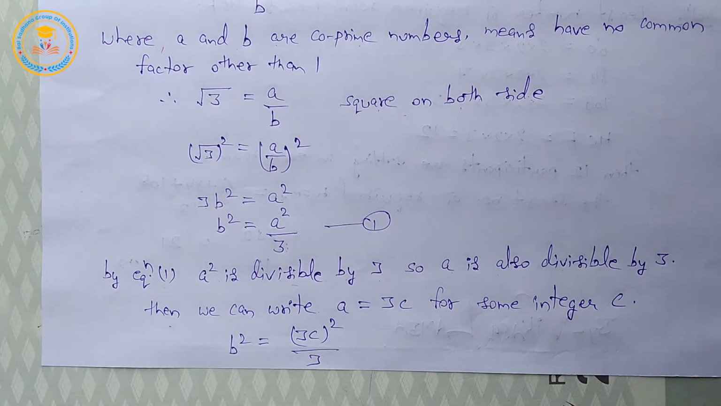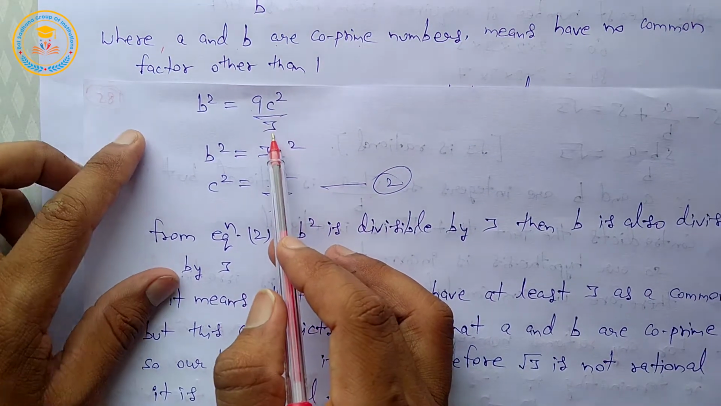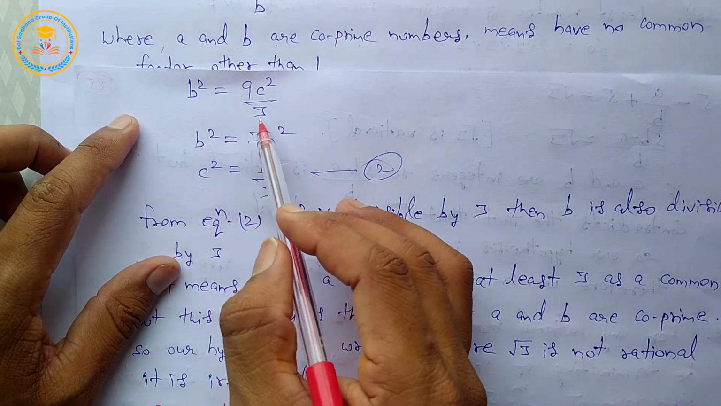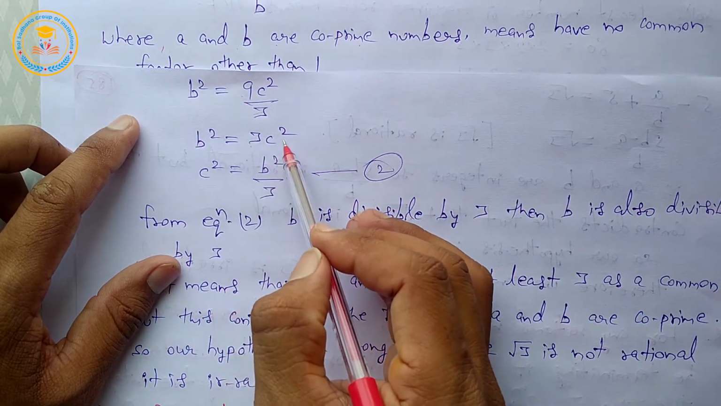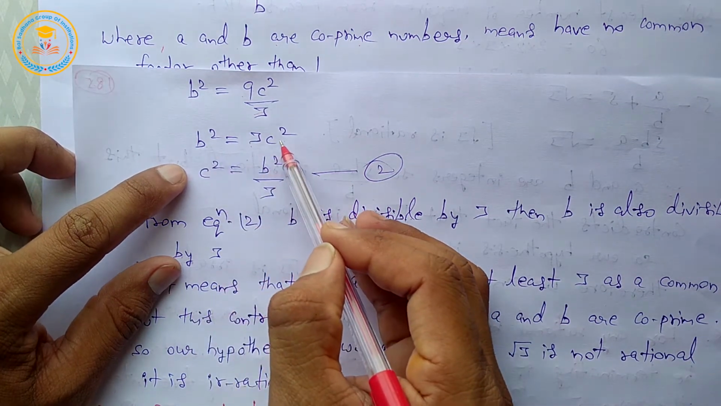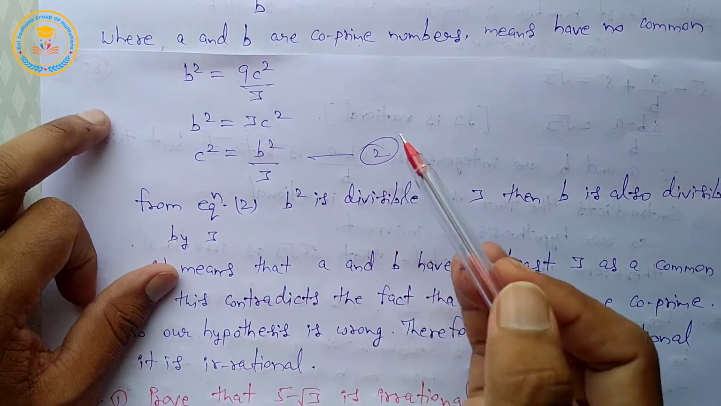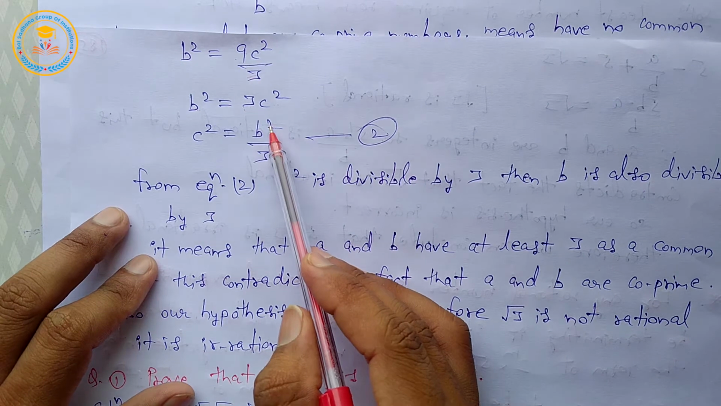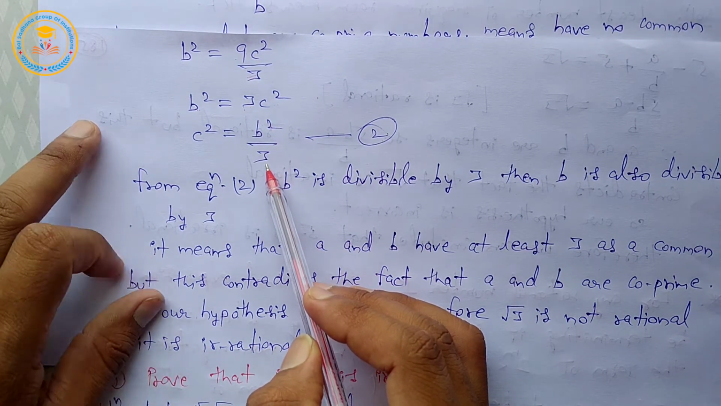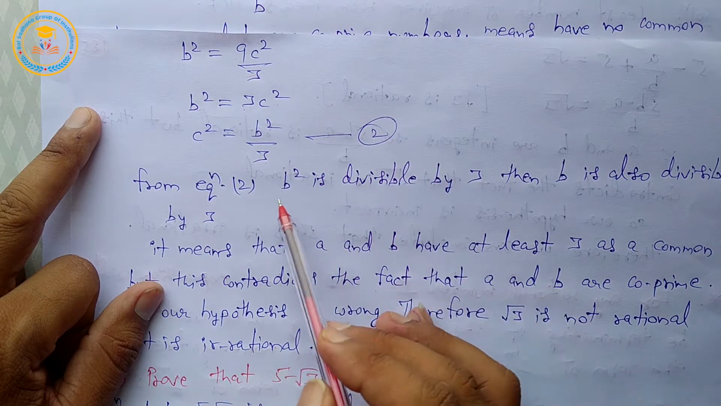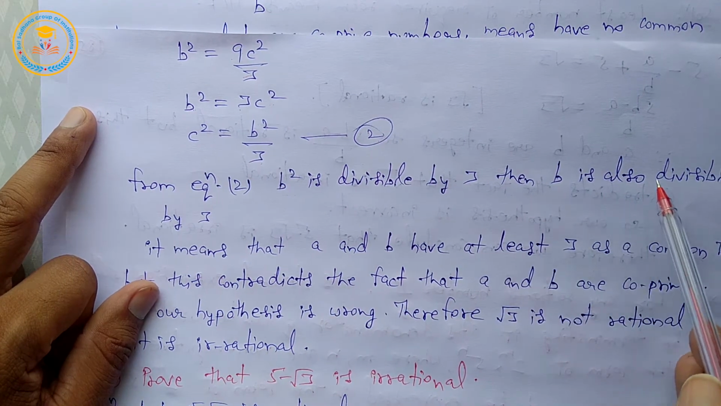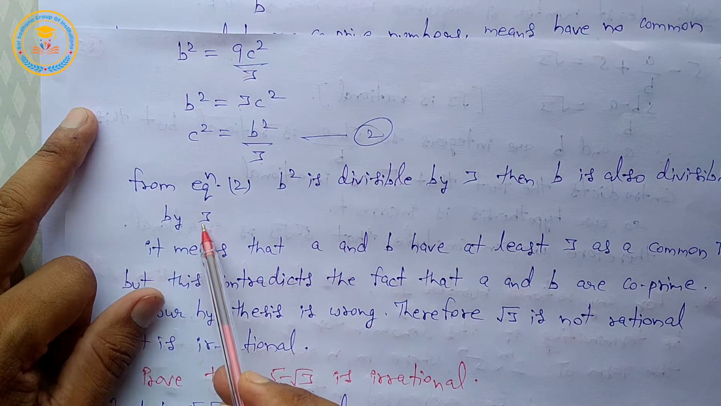Okay, now b square is 3c into 3c, 9c square divided by 3. B square cancels out by 3, giving 3c square. Now here the value of c square is b square divided by 3. From equation second, b square is divided by 3. Therefore b is also divisible by 3.